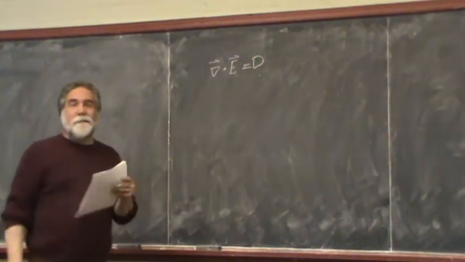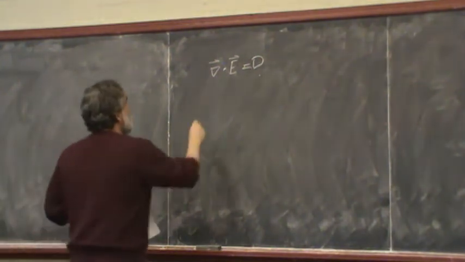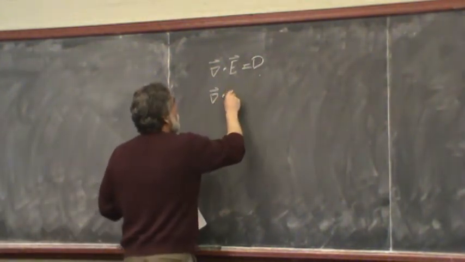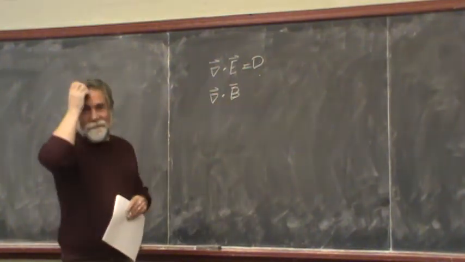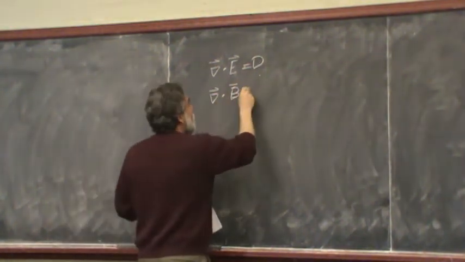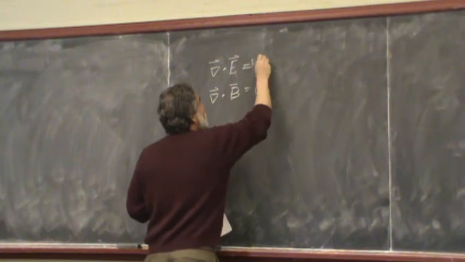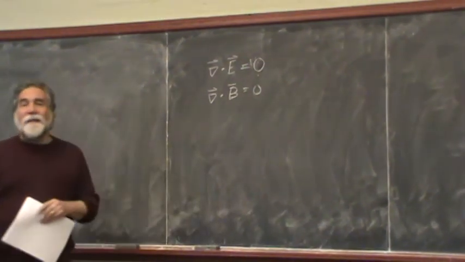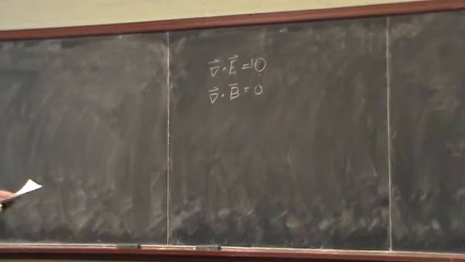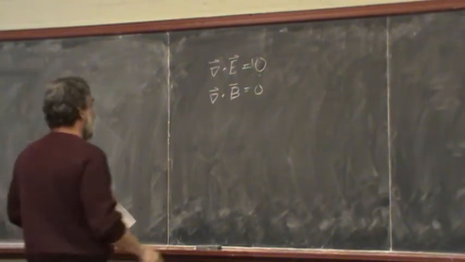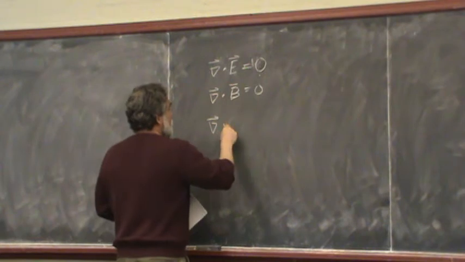We know that the divergence of B is 0 in the absence of charge, either magnetic or electric charge. Our Maxwell's equations look like this.